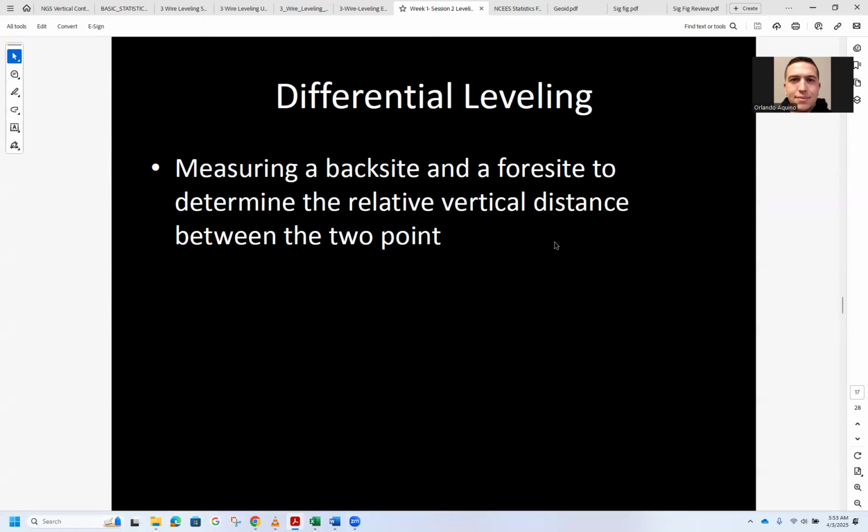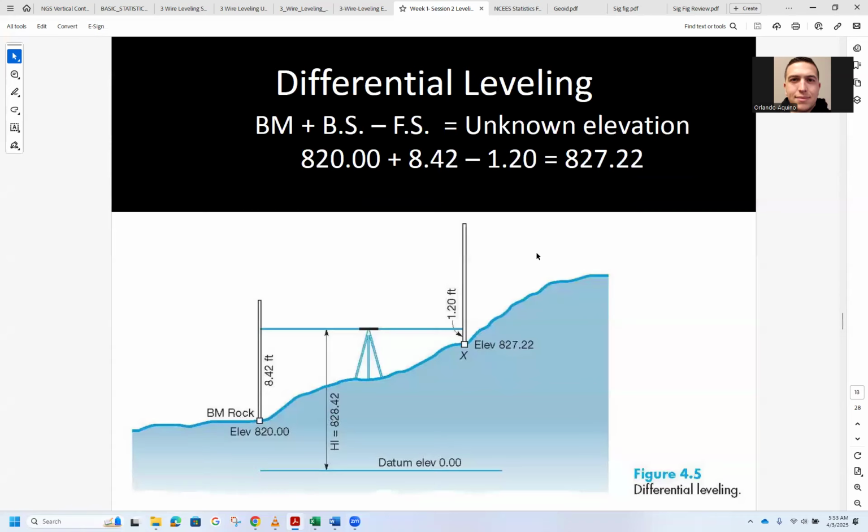Differential leveling, measuring a backsight and a foresight to determine the relative vertical distance between points. And again, you're transferring elevations, right? So if you're coming off a known benchmark, right? So here's your datum down here.